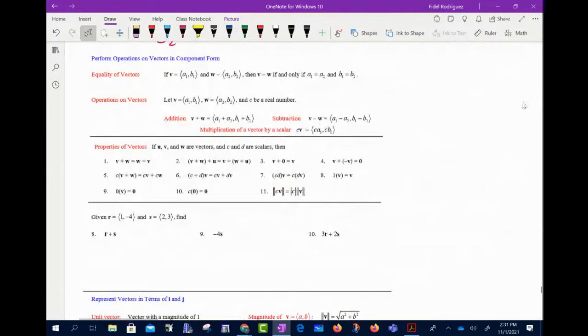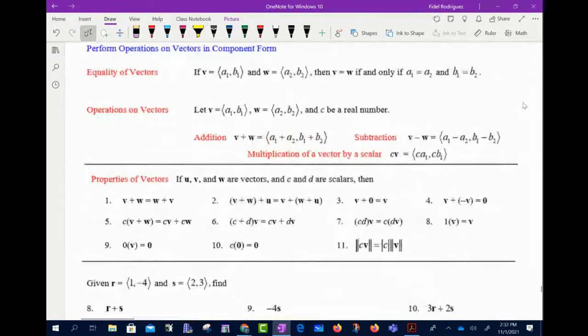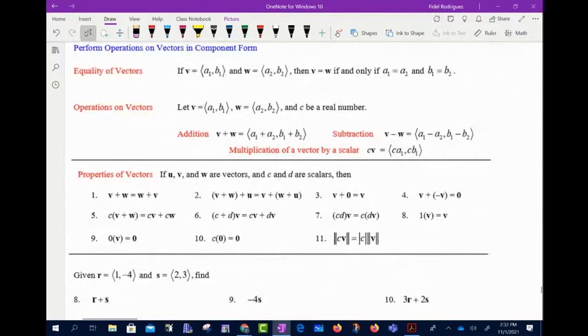Okay, so let's take a look at the next part here, y'all. And this is talking about how we perform operations on vectors in component form. So the first part here: if vector V in component form is A1, B1, and vector W in component form is A2, B2, then V and W are the same only if A1 is equal to A2 and B1 is equal to B2.